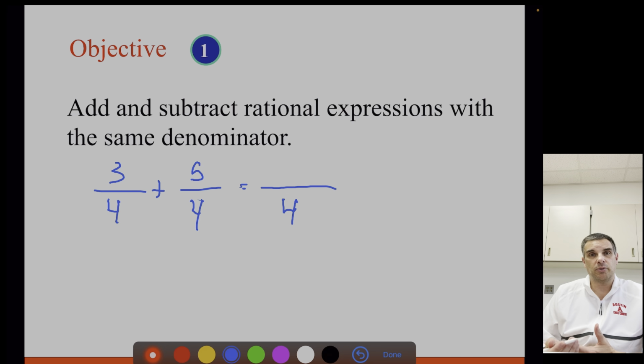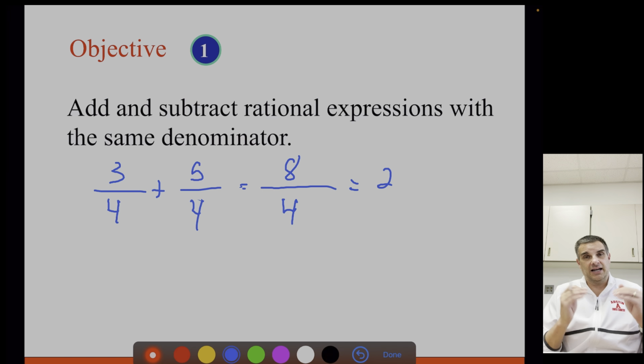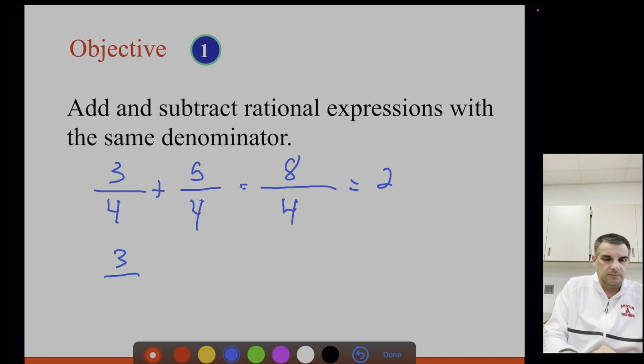And then you do the operation to the numerator. So 5 plus 3 is 8. So this is 8/4, which you could reduce to 2. So when you're adding or subtracting, you've got to have that common denominator. If you've got that common denominator already, just do the operation to the top. The bottom stays the same, okay?